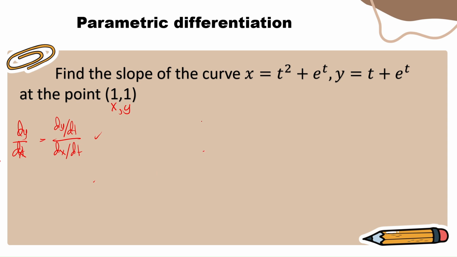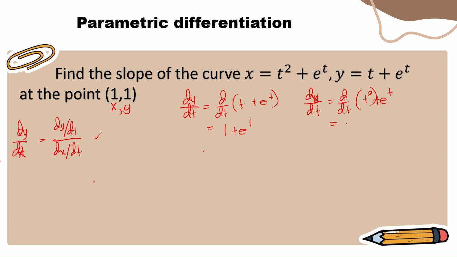So let's get the value of dy over dt natin. So dy over dt is just d over dt of t plus e raised to t. What is the derivative of t? That is simply 1, and the derivative of e raised to t is e raised to t. Then dx over dt rather is d over dt of t squared plus e raised to t pala to. The derivative of t squared with respect to t is simply 2t, so that will be 2t plus e raised to t.